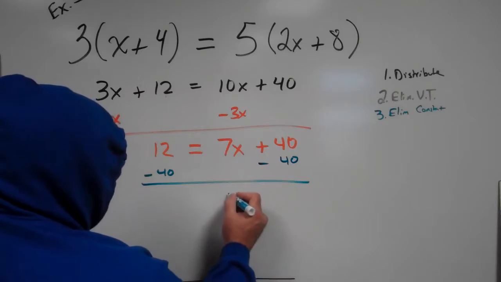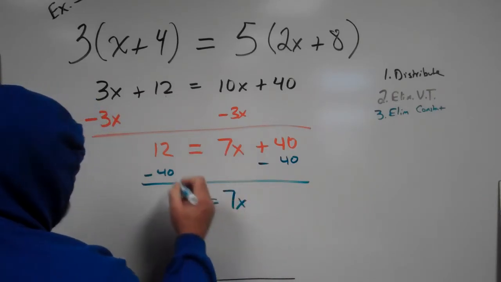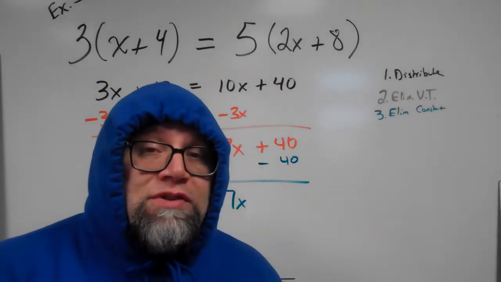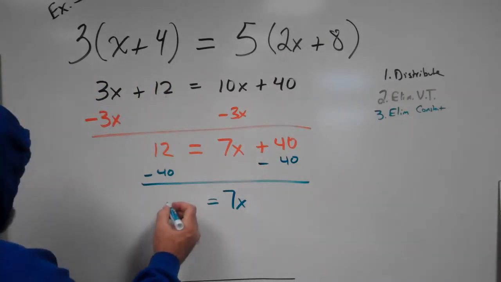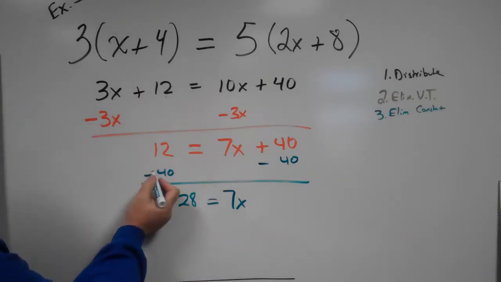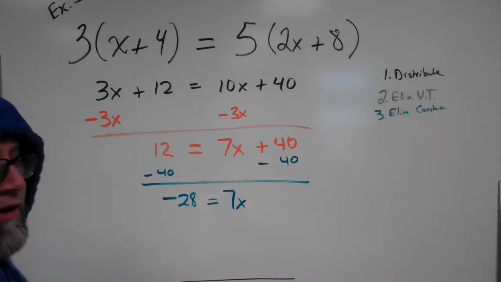So 40 minus 40 is 0, leaving us 7x. And 12 and negative 40. More negatives than positives. How many more? There are 28 more. 28. We find the difference between the two. And whichever one's further from 0, that's where the sign is.